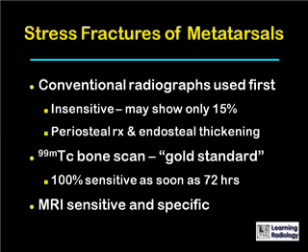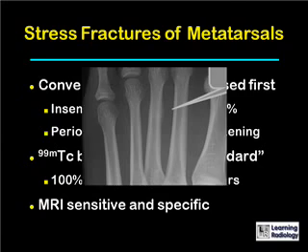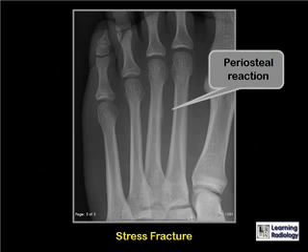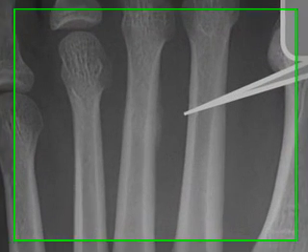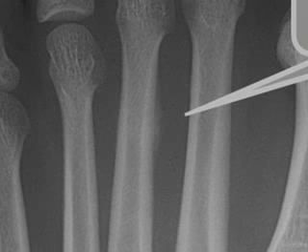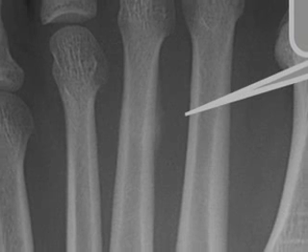MRI is both extremely sensitive and very specific, but it is also expensive. This is an example of the periosteal reaction, which is classical for a stress fracture, in this case of the shaft of the third metatarsal. The fracture line itself is not visible, but the reaction to the fracture is.